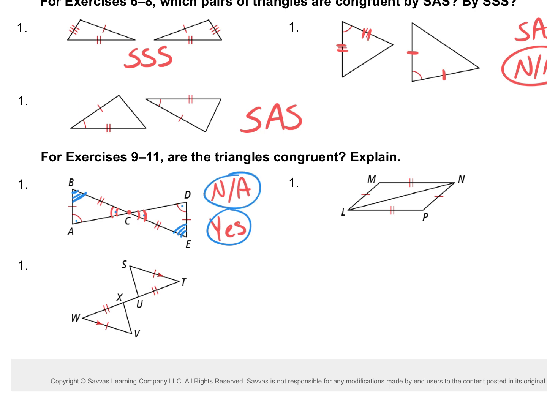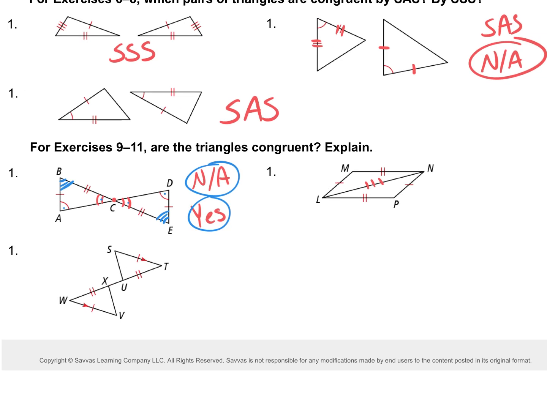Okay. Number 10, what is something that we can assume? What are they connected by? LN, which is a side. Well, what do we know about LN if it got split up? It's congruent to itself. So how are these 2 triangles congruent? Side, side, side. Good.